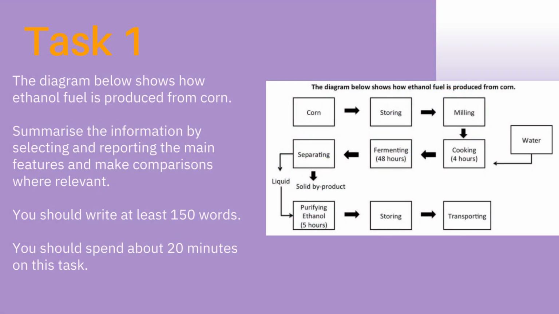Here's a sample task. The diagram below shows how ethanol fuel is produced from corn. Summarize the information by selecting and reporting the main features and make comparisons where relevant. You should write at least 150 words. You should spend about 20 minutes on this task. You could pause and write your own example.